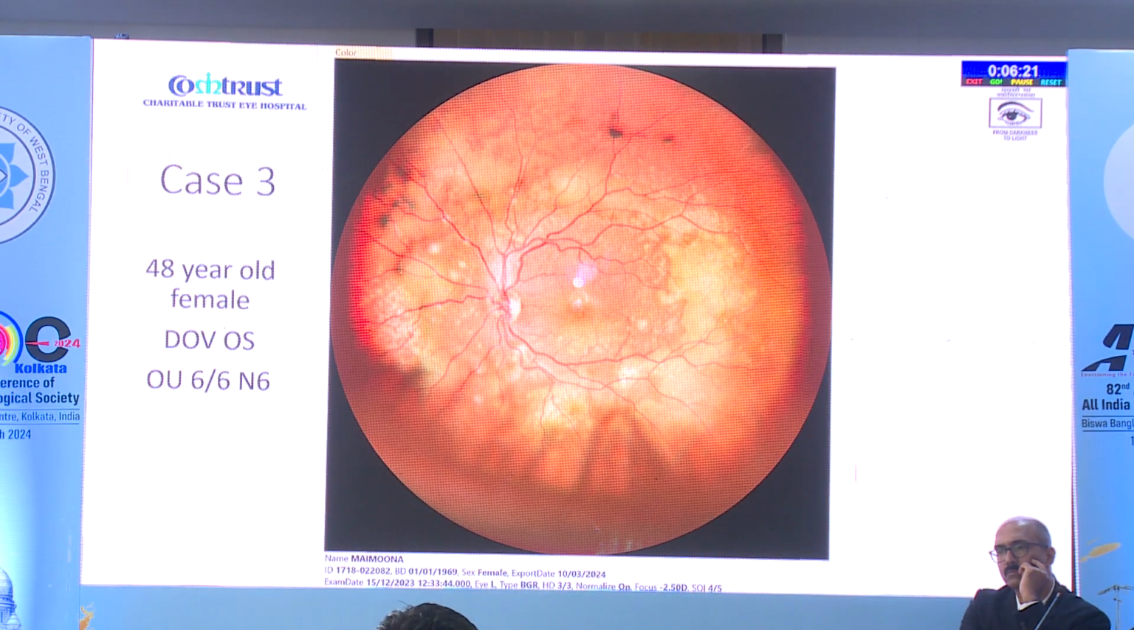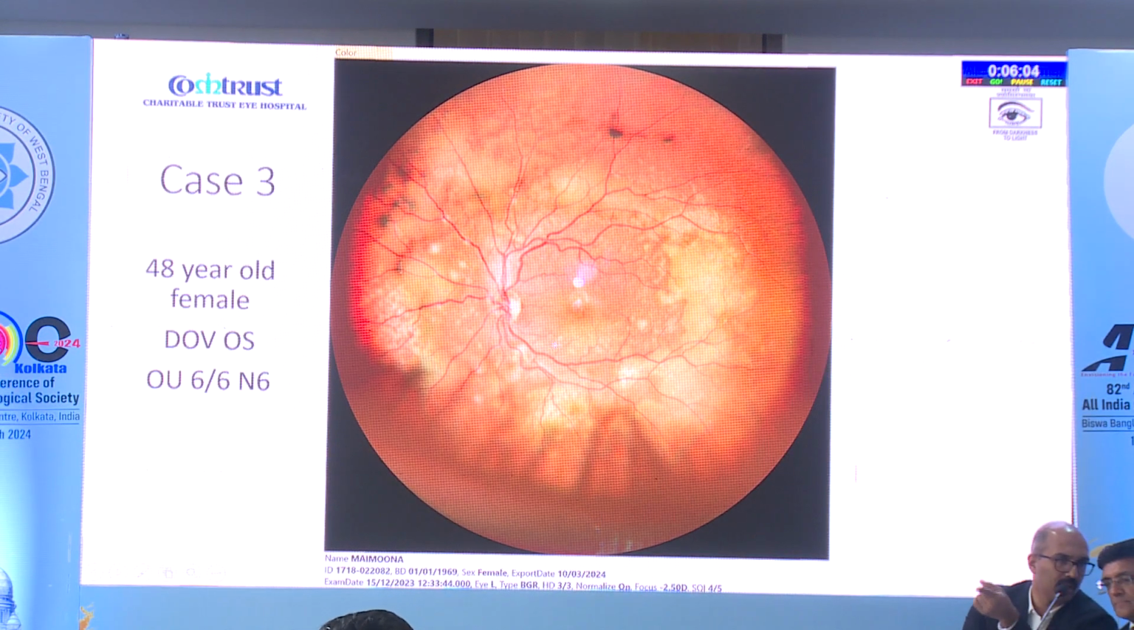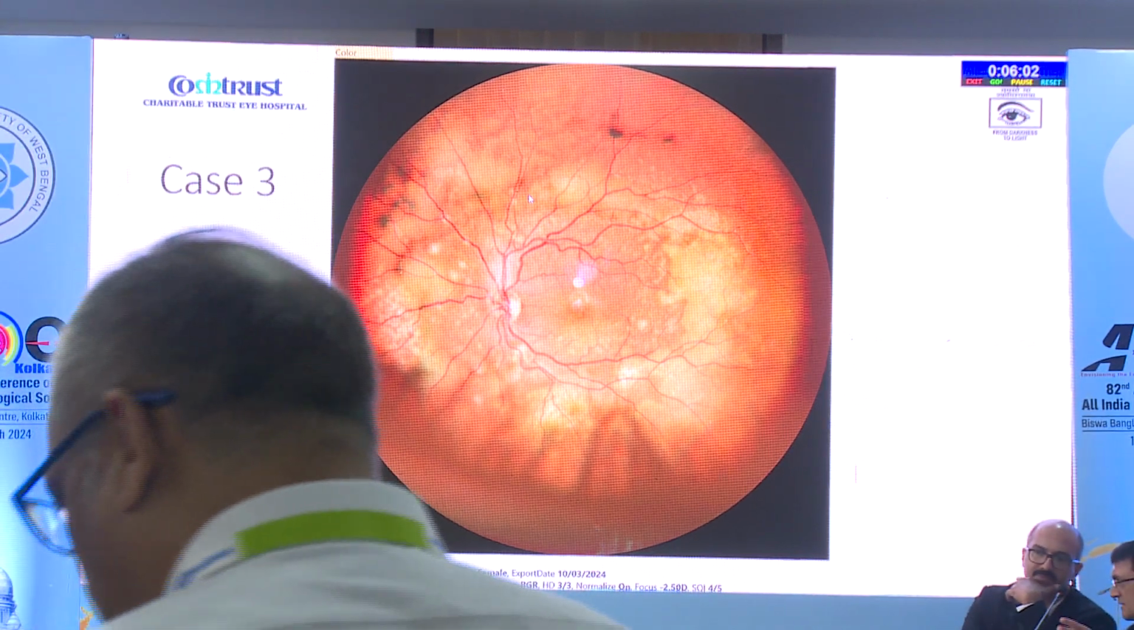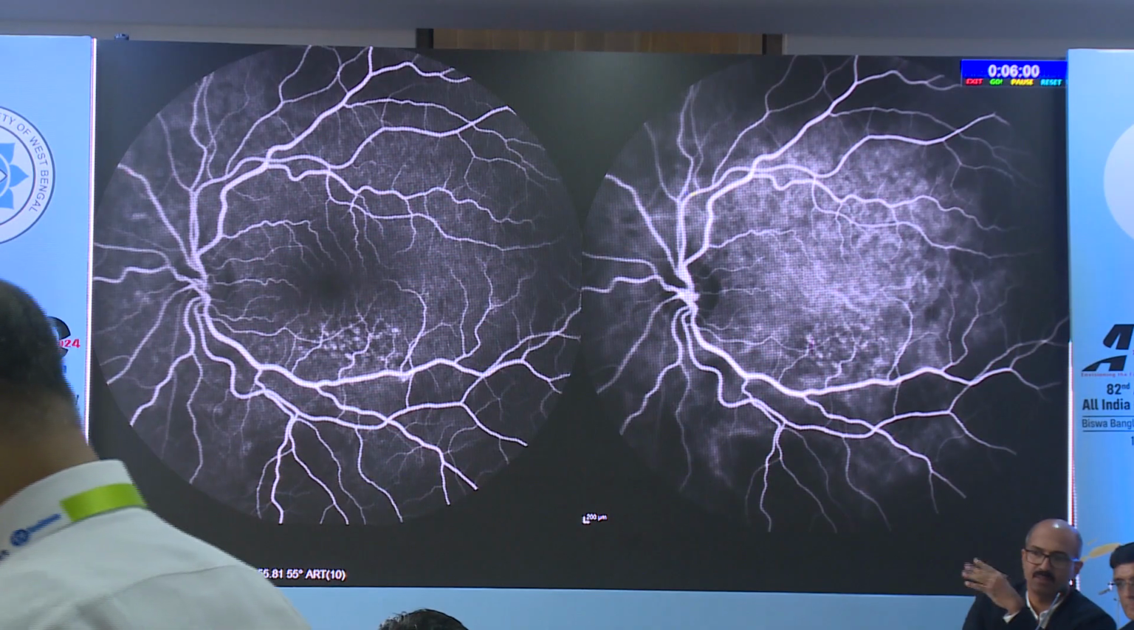So case 3 was an interesting case, a 48-year-old female who came to us with some kind of visual disturbance in her left eye, but vision is 6/6 and 6/6, and the fundus photo, the wide-angle photo shows some kind of elevation in a circumferential pattern along the equatorial area. You can see that lesion there very clearly. This is the other eye which is perfectly normal.